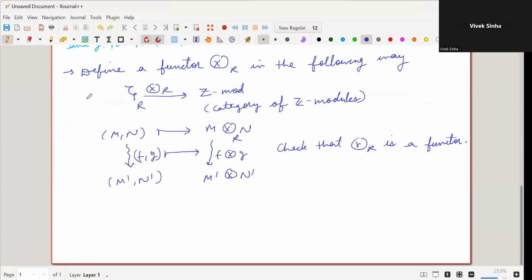Then the main thing starts from lecture 2 onwards, that is the bimodules and tensor. So lectures 2 and 3 I will just combinedly explain. First is the definition of bimodules.